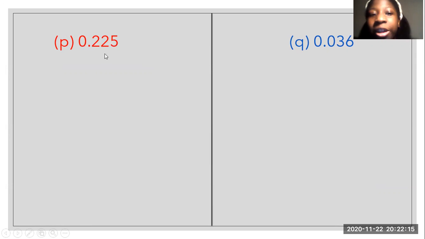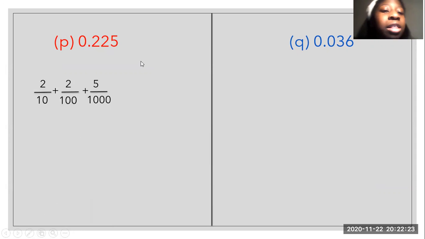225 is the numerator and 1000 is the denominator, because it is our number over our denominator, which is 1000. This is a simple way to put it. This is 2 tens, plus 2 is 100, and 5 is 1000. So our 1000 will be our denominator, and then we'll have the 225 in the numerator.